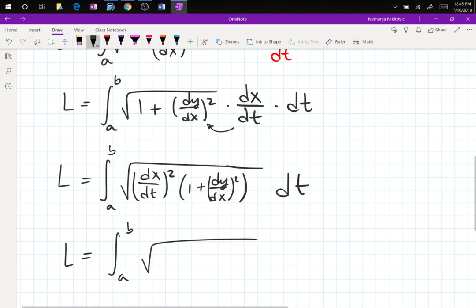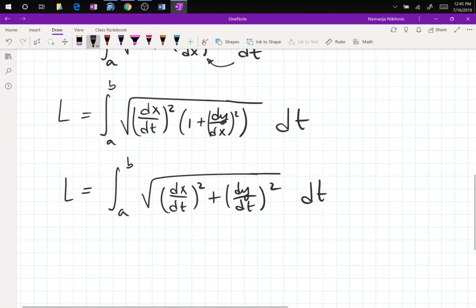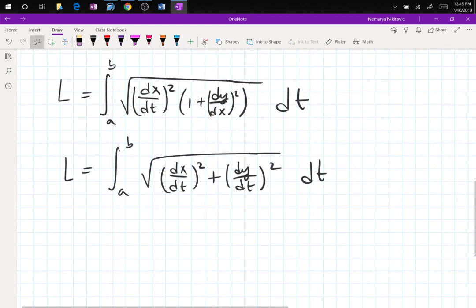You see that you get dx over dt squared times 1 is dx over dt squared. And then dx squared will cancel, dt will remain, so plus dy over dt squared and then dt. So there you have it.